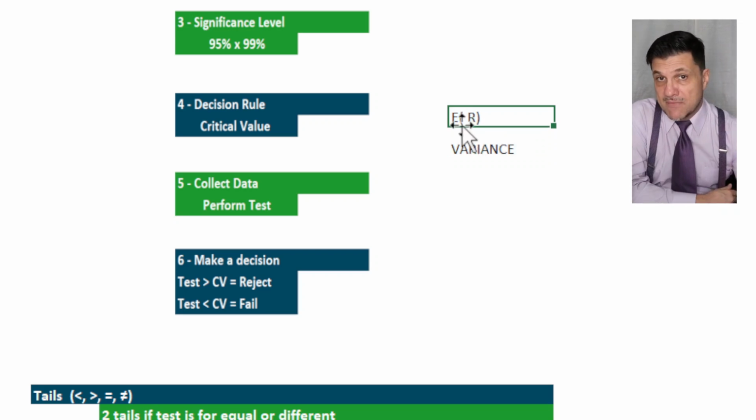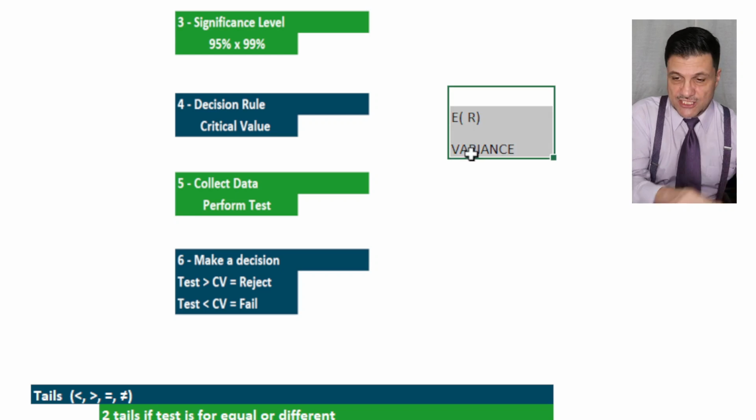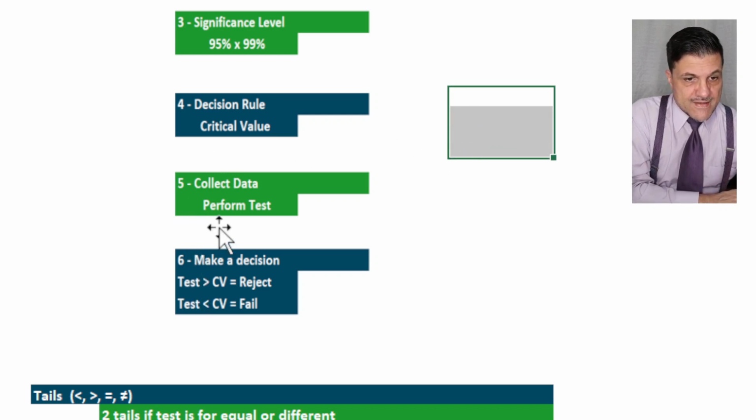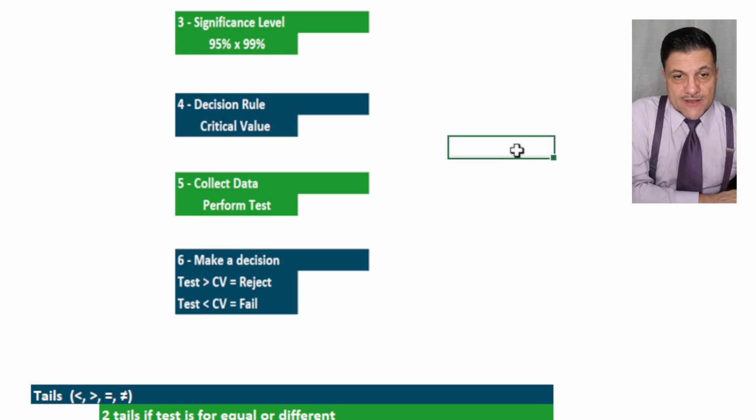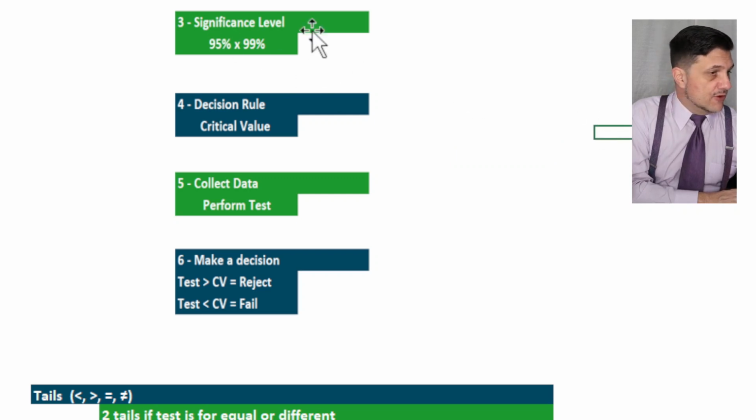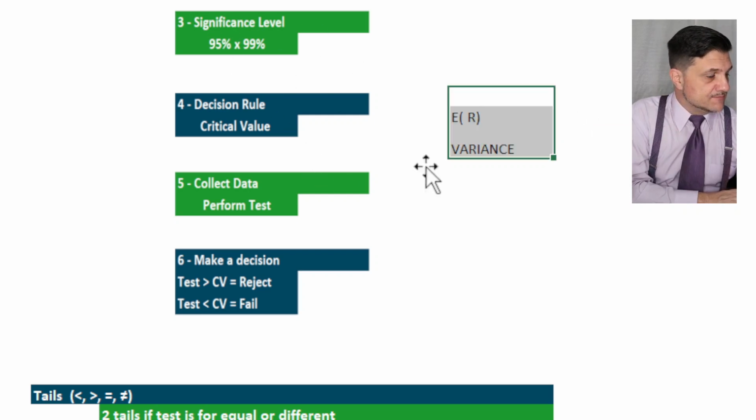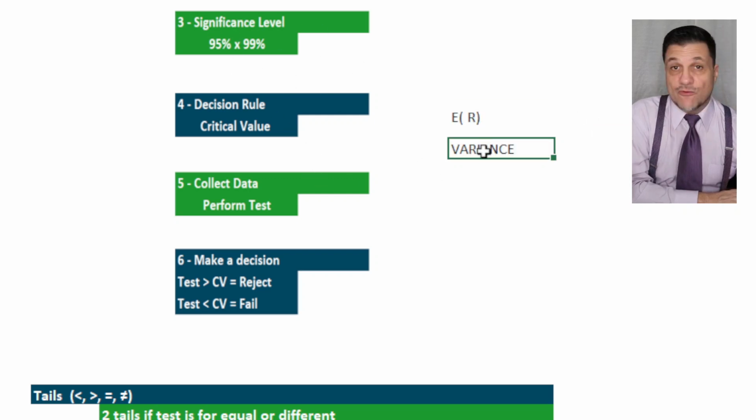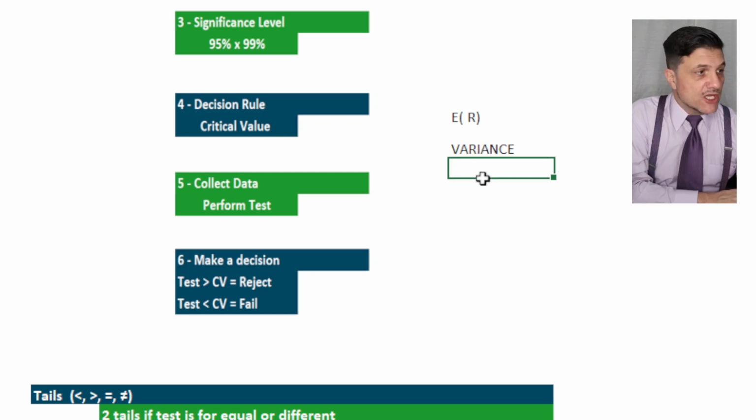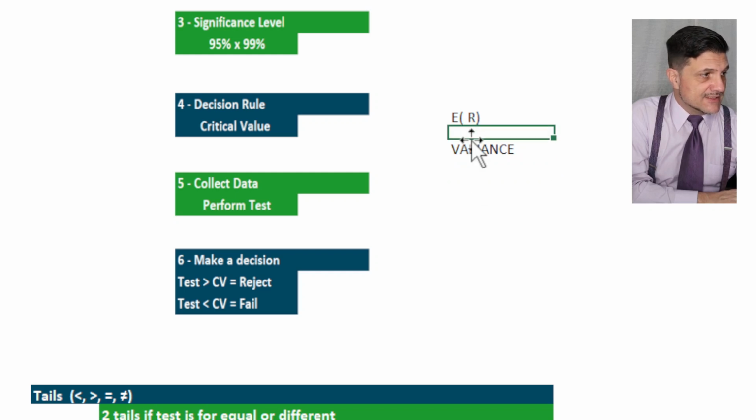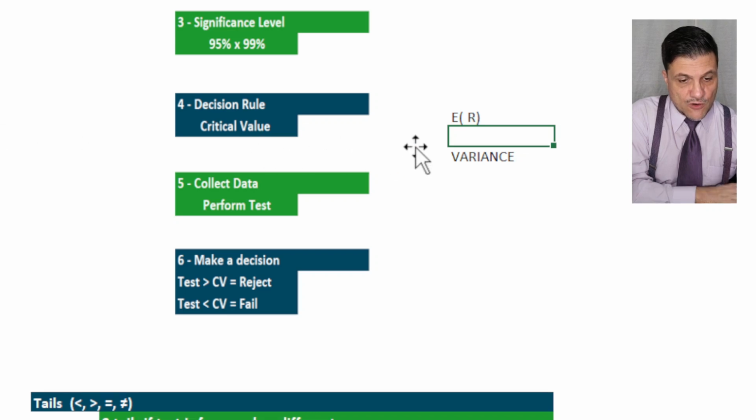Expected means mean. Variance means deviations. Then you're going to perform your test. You have a test for the expected value. You have a test for variance that you don't need to worry about now because you're not talking about the F distribution. And you have another test that's important, for correlation.